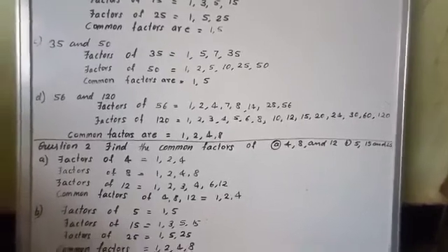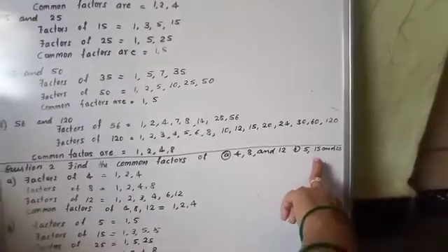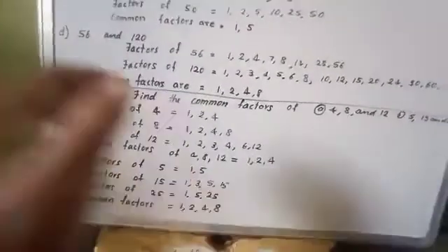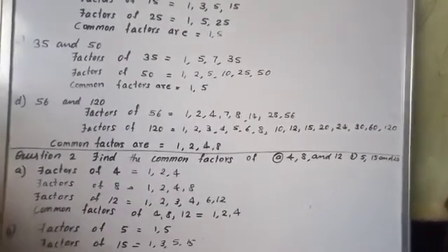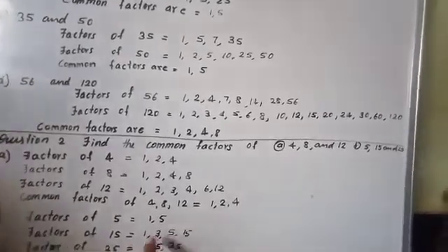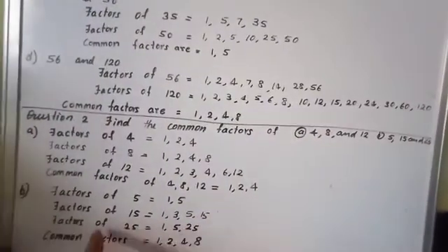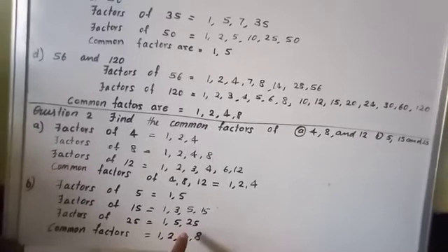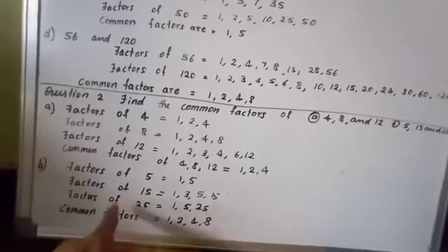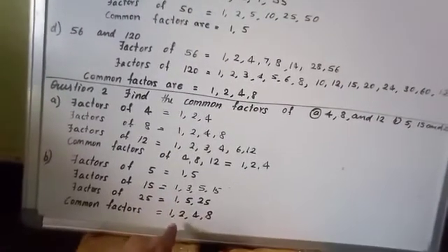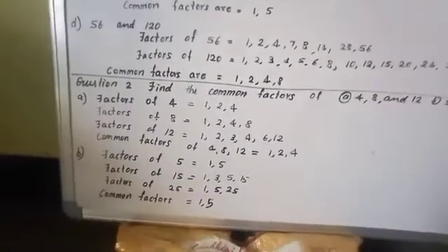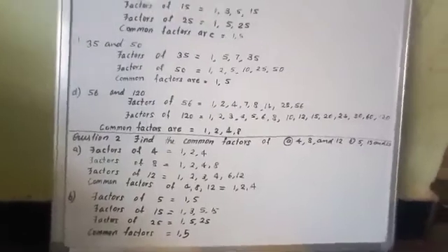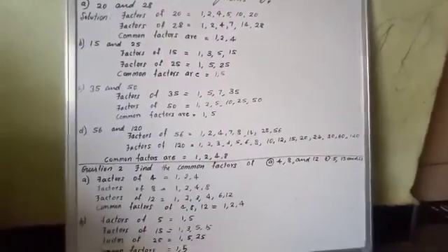Next, the factors of 5, 15, 25 is the B question. Factors of 5: 1, 5. Factors of 15: 1, 3, 5, 15. Factors of 25: 1, 5, 25. So in this way, the common ones are 1 and 5. So if 3 numbers or more numbers are given, we can play the game like this, finding the common factors.